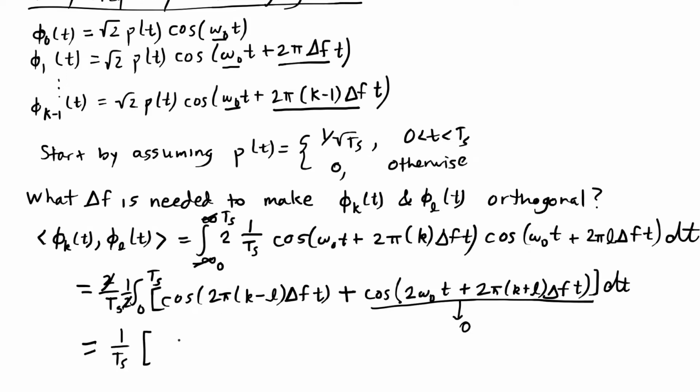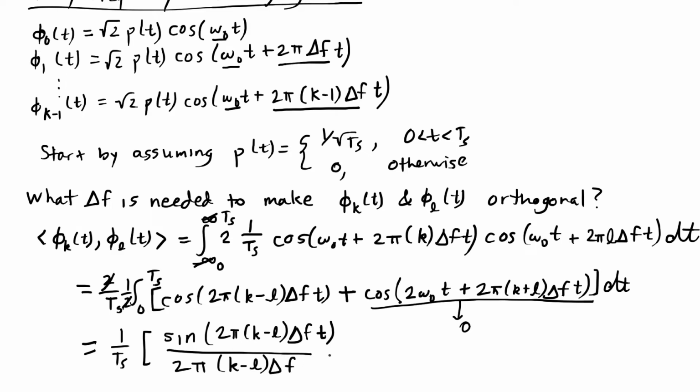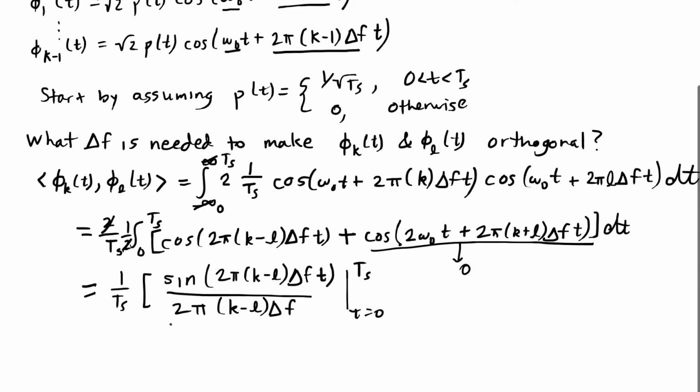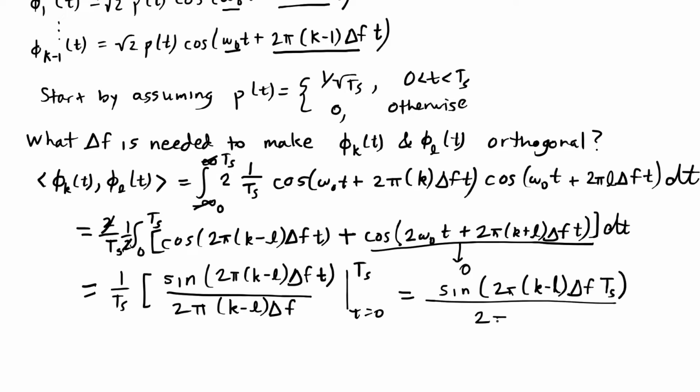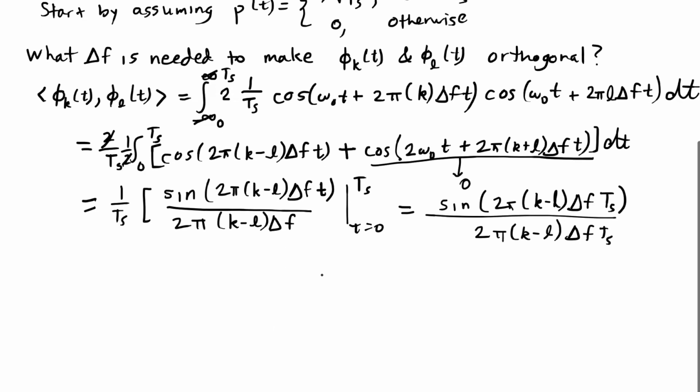So what I'm going to be left with is the 1 over t sub s, and then the integral of this cosine, which is going to be the sine divided by the frequency from t equals 0 to t sub s. When I plug in t equals 0, this term is going to be 0, because the sine of 0 is 0. So really what I've got is the sine of 2 pi (k minus l) times delta f times t sub s on top, and the same argument in the bottom.